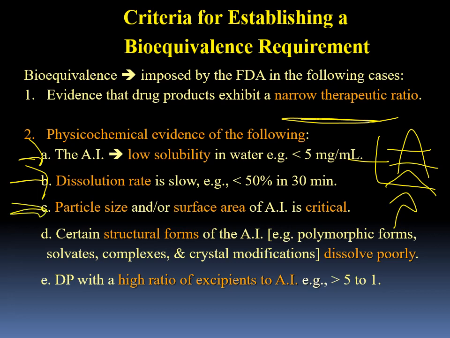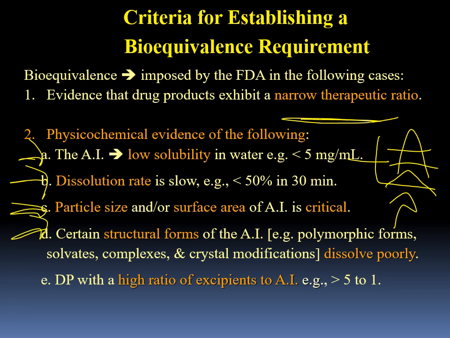Particle size, if the particle size is critical in dissolution, for example, increasing the particle size from 1 micrometer to 2 micrometer may reduce the dissolution rate to 10%. So if the difference in particle size has a significant effect on dissolution and solubility, we have to make sure that the test and the reference are having the same solubility and dissolution and the same absorption rate. Otherwise, you don't know the particle size of the active ingredient in the generic and the particle size in the reference if they are similar or different. So in this case also you have to establish or to make a bioequivalence study.